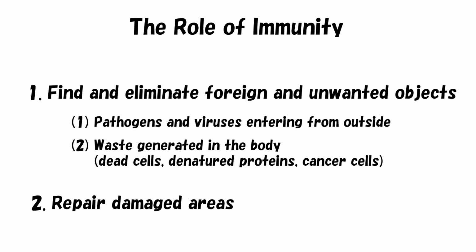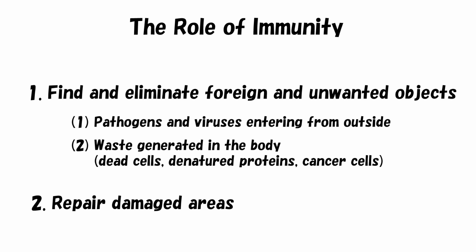Immunity has roughly two roles. The first is to find and eliminate foreign and unwanted objects. Foreign and unwanted objects include 1. Pathogens and viruses entering from outside, as well as 2. Dead cells, denatured proteins, and cancer cells that occur in the body.